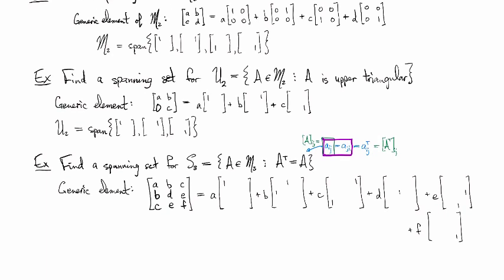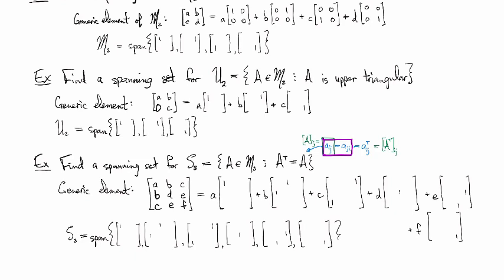So that tells me that S3 is the span of these matrices. Oops, I forgot D. There we go. Not that the order matters. I can write them in whatever order I want, but it's just less clear if I write them in some crazy scrambled order.